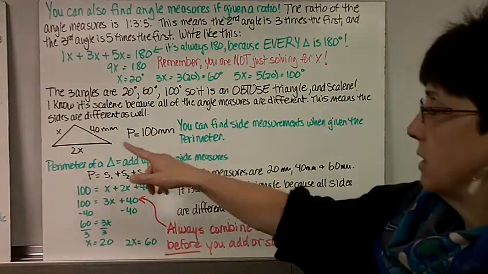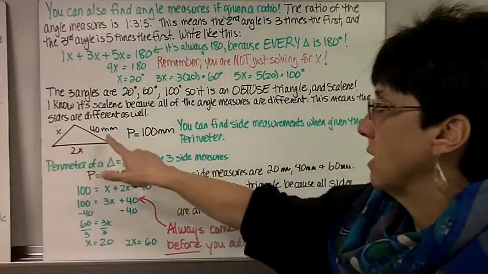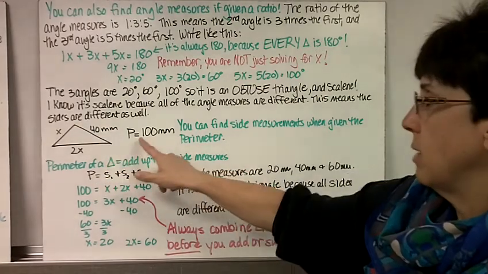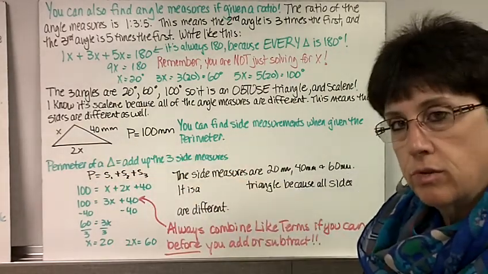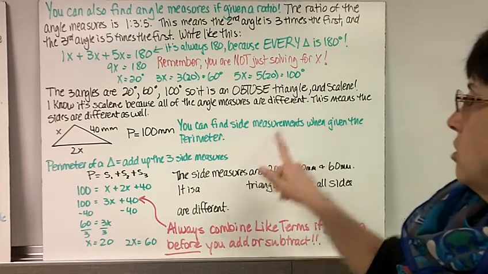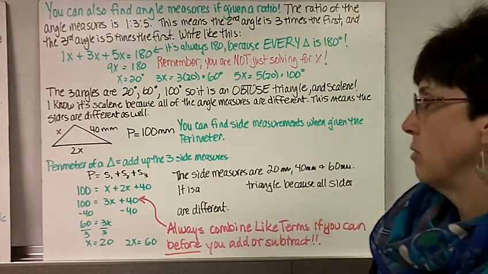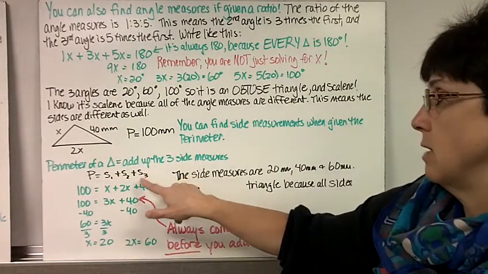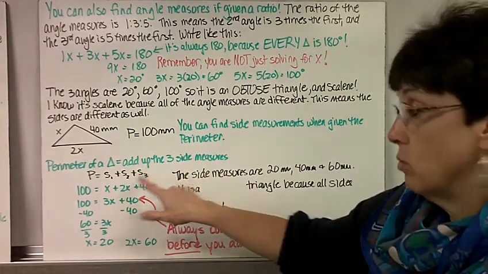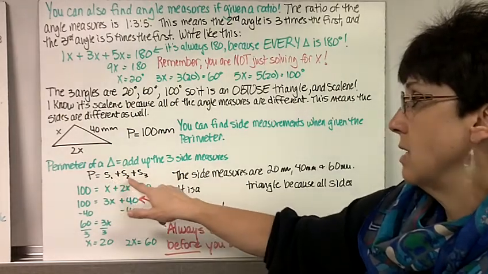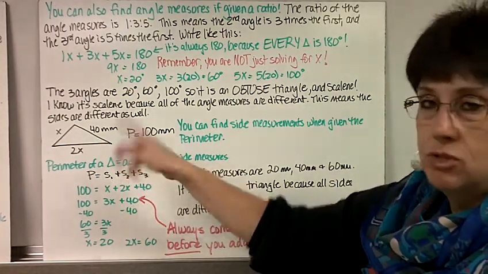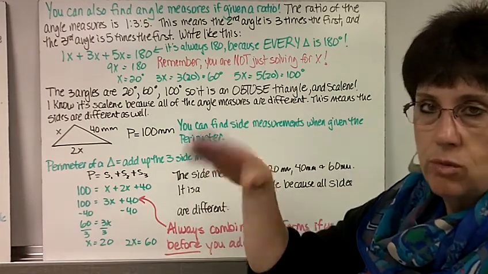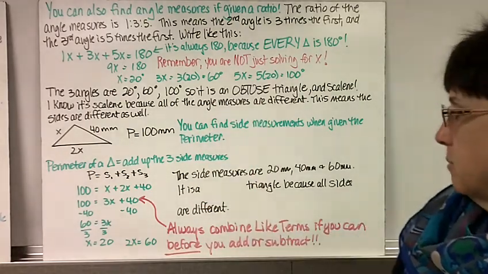What if I give you a problem like this? I say this side is x, this side is 40 millimeters, this side is 2x, but I tell you the perimeter is 100 millimeters. You can find the side measurements when given the perimeter. Remember, the perimeter of a triangle, you just add up the three side measurements. The formula is perimeter equals side 1 plus side 2 plus side 3. And it's up to you to decide which side you want to be side 1. It's not like the Pythagorean theorem where it's A, B, and C specifically.